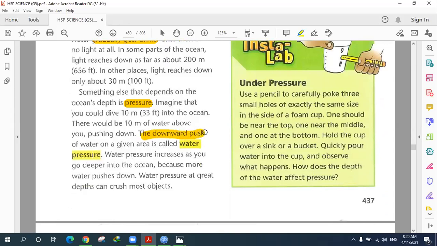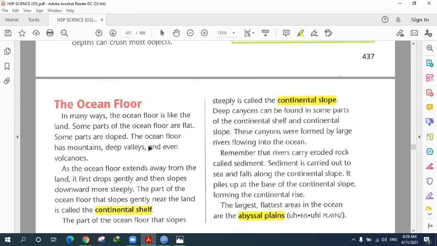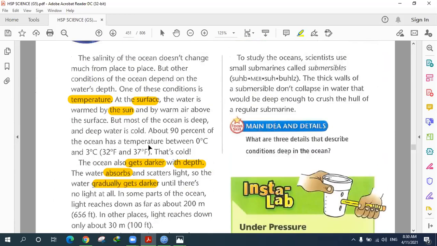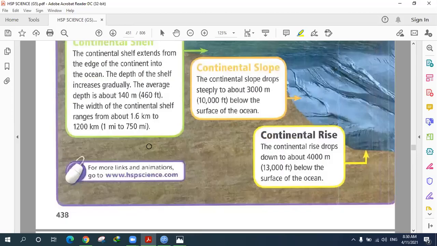It's the downward push of water in a given area. So that was the three conditions of the water. That was all for today. Tomorrow, inshallah, we'll learn about the ocean floor.